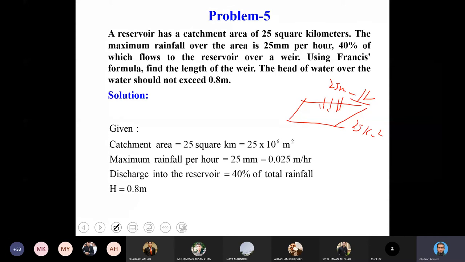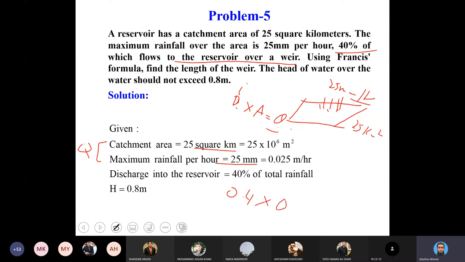So in order to find the discharge, simply multiply this 25 millimeter, first convert it into meters and into seconds, and then multiply with the area. So rainfall into area gives Q. Okay, so this is represented with IA. Catchment area 25, maximum rainfall, and you are saying 40% of which flows into the reservoir over the weir. Okay, so means if this is Q then we need to consider 0.4 of this, Q1 say.